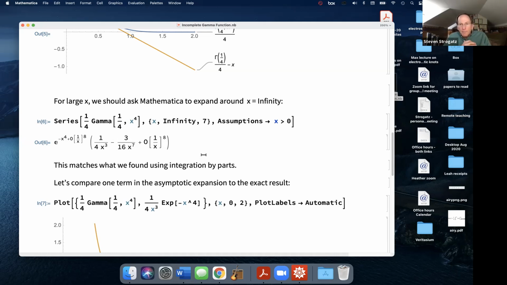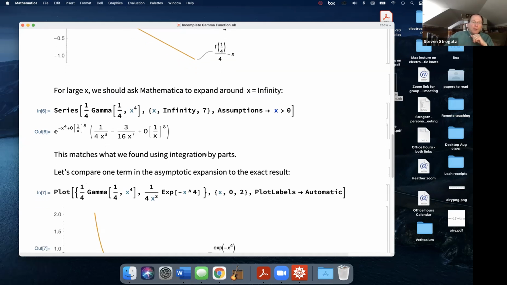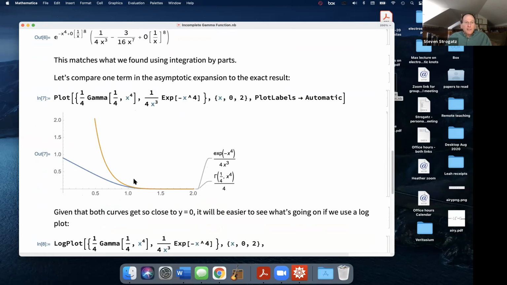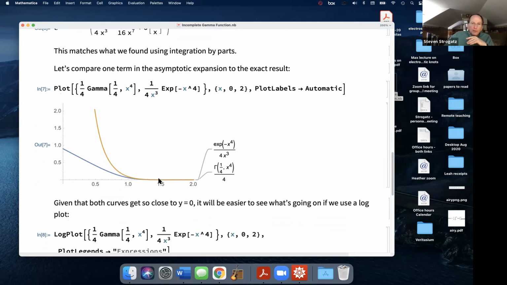But now here's kind of the money comparison, which is, let's just look at what happens if we only take one term in the asymptotic expansion and compare it to the exact result. Look at how good the asymptotics, which is this orange curve, look how well it matches the blue curve once we get greater than 1. And remember, this is supposed to be true out at x going to infinity, but we're not taking x very large. Now, maybe you can't see much because both curves are very close to 0.